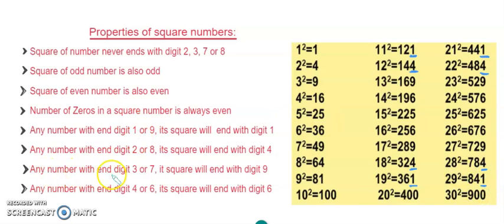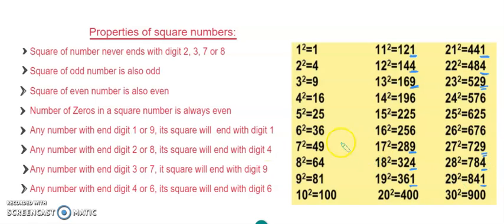Next, any number with unit digit 3 or 7, its square will end with 9. So 3 squared is 9, 7 squared is 49, 13 squared is 169, 17 squared is 289, 23 squared is 529, 27 squared is 729. So 13, the end digit is 3, 17, the end digit is 7, 23, the end digit is 3, and 27, the end digit is 7. So if the end digit is 3 or 7, in either case the last digit of the square of 13, 17, 23, and 27 is 9. Can you see here?